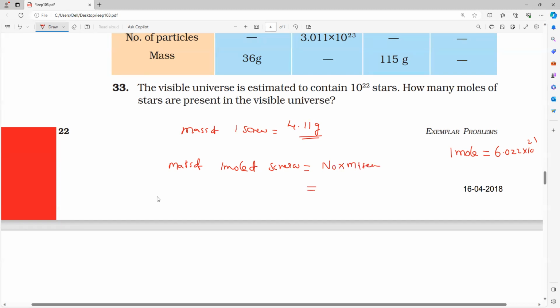Mass of 1 screw, so that is 6.022 into 10 power 23 into 4.11 gram. Multiply it and tell me quickly. 6.022 into 4.11 is equal to 24.75 into 10 power 23 kilograms. This is the mass of 1 mole of a screw. Clear?